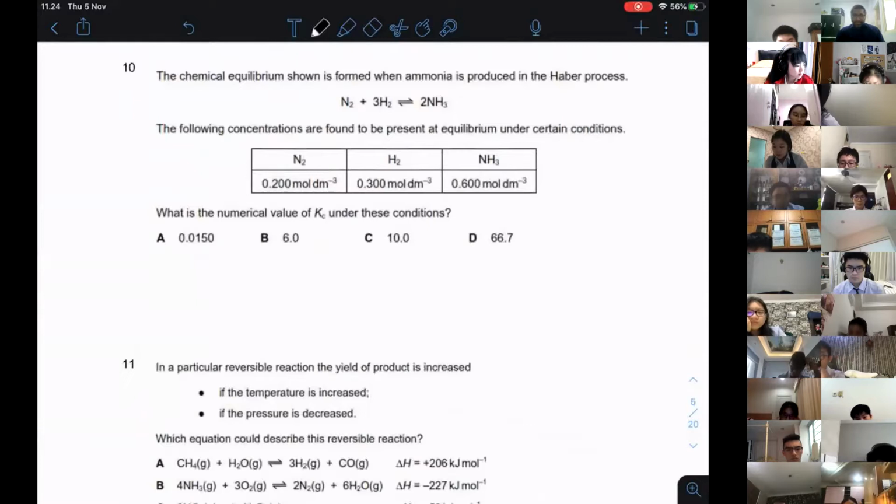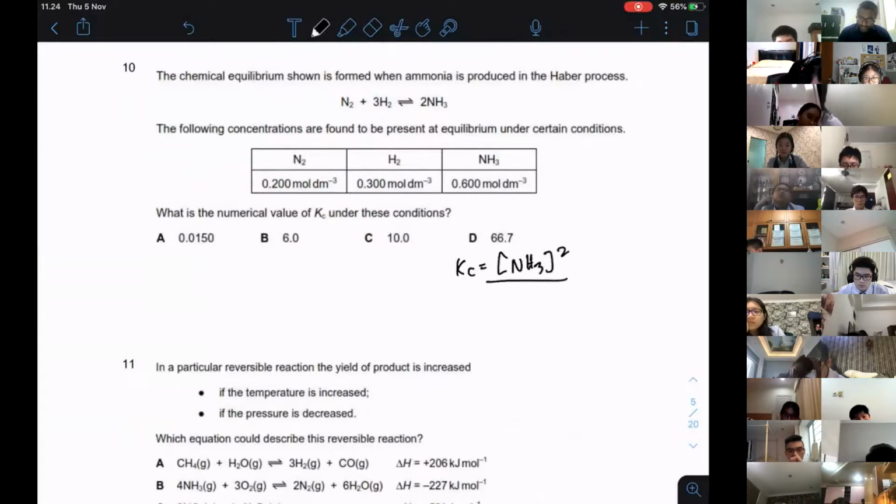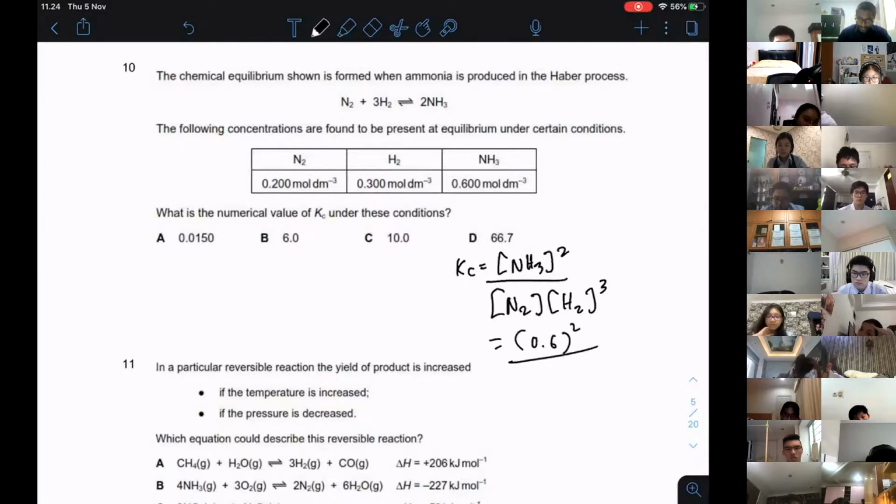This one is very easy. I think I put a combination of easy and difficult questions. So this one, we just need to calculate Kc. Kc equals the concentration of NH3 to the power of 2, divided by the concentration of N2 times the concentration of H2 to the power of 3. Just put in the values. 0.6 to the power of 2, divided by 0.2 times H2, which is 0.3. Don't forget the power of 3.